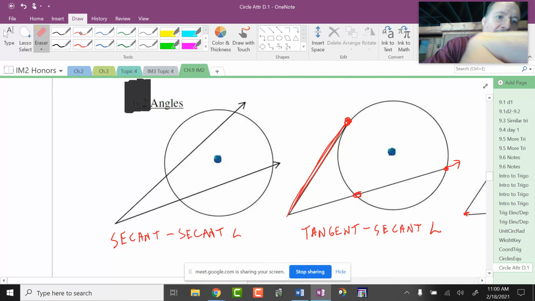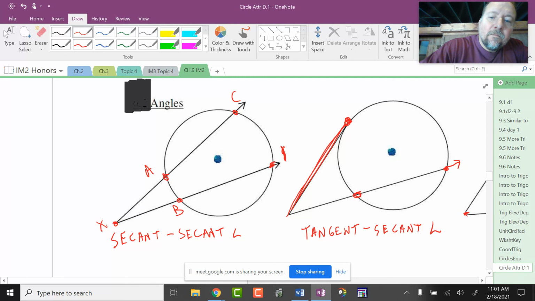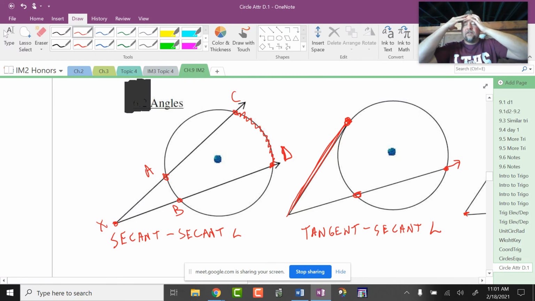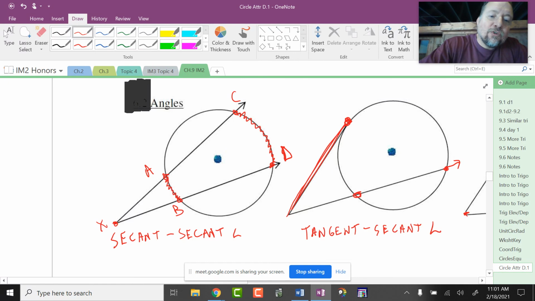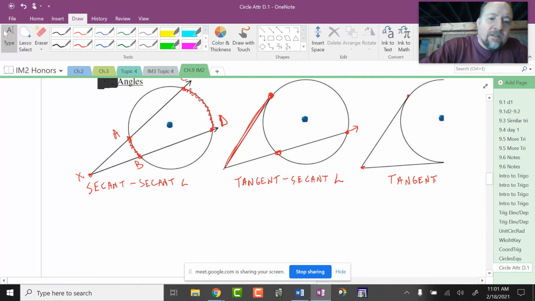Let's say, I think I put X. X marks the spot for this. Then we'll just do the old classic A, B, C, D. This secant cuts two arcs. And the whole big shindig that I just covered is that the arc is too big to say this angle is half of that. You've got to subtract that part.